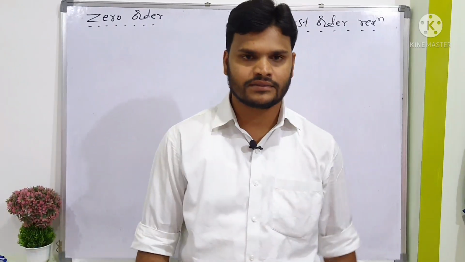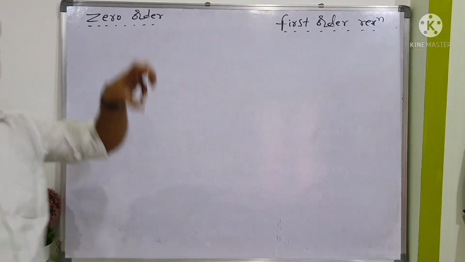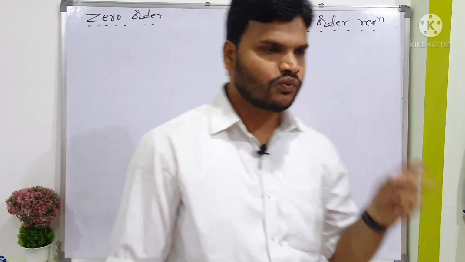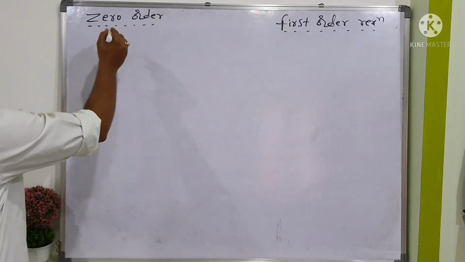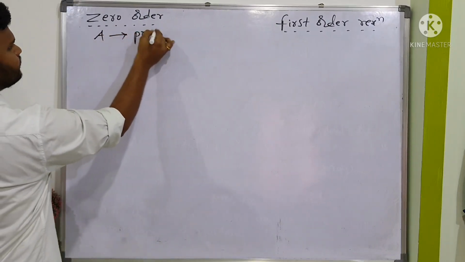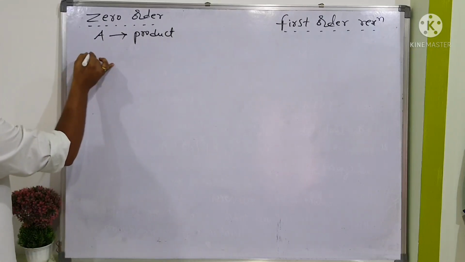Very, very important examples. Just have a small look. Zero order reaction. So what is zero order reaction? The rate of reaction does not depend upon any concentration term. So what is the representation of zero order reaction? Let us take A. A gives rise to product.